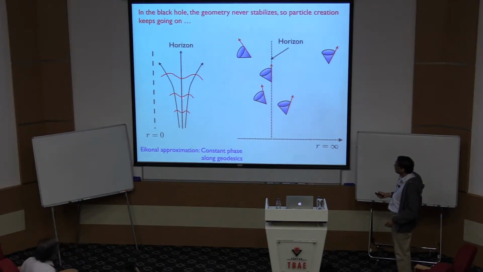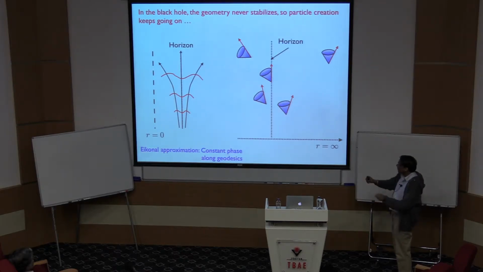If you have a horizon here, then a geodesic just at the horizon just stays stuck there. That's what we had seen. If you're there, you're just stuck there. If you are just outside, you can go out. If you're inside, you go in. So if you had a particle mode here, you can see that the particle mode keeps getting stretched.